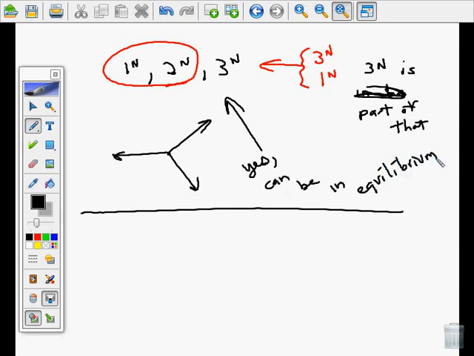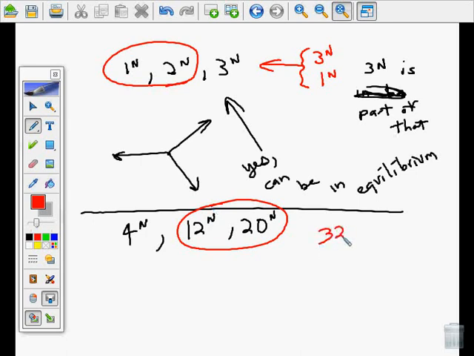But for example, if you had 4 newtons, 12 newtons, and 20 newtons, you know, if you looked at any two, let's say I just choose these two, what's the biggest they could add up to? Well, they would make a resultant of 32 newtons if they were both going the same way. If they're going in the opposite direction, they would have a resultant of 8 newtons.